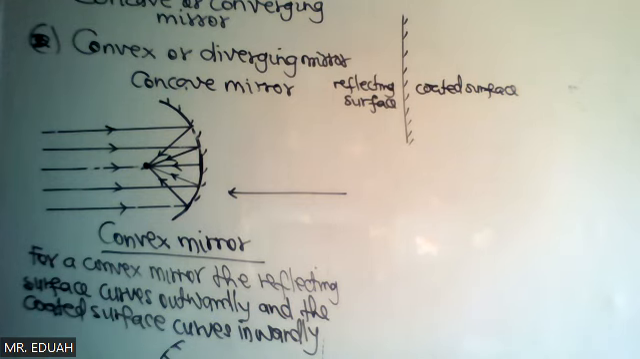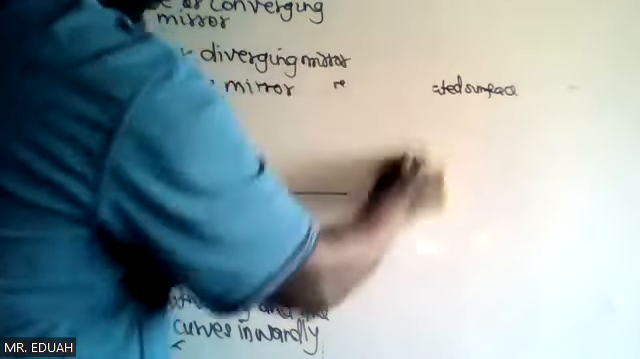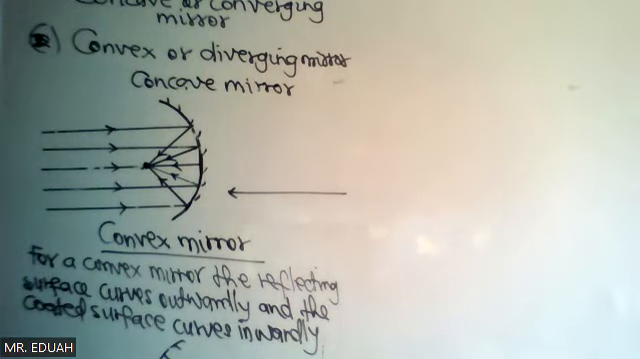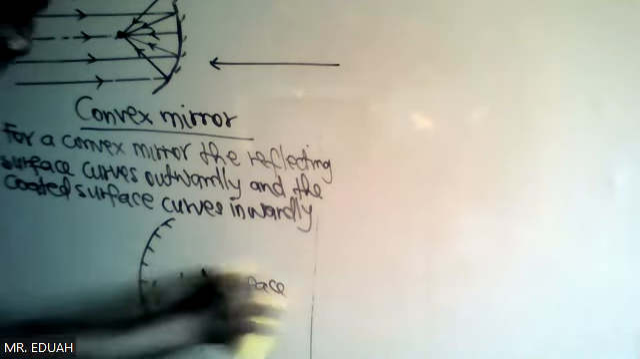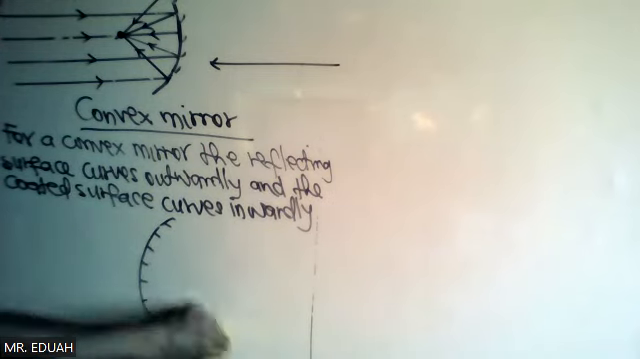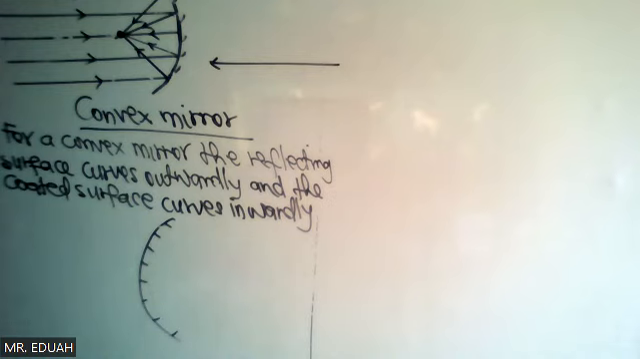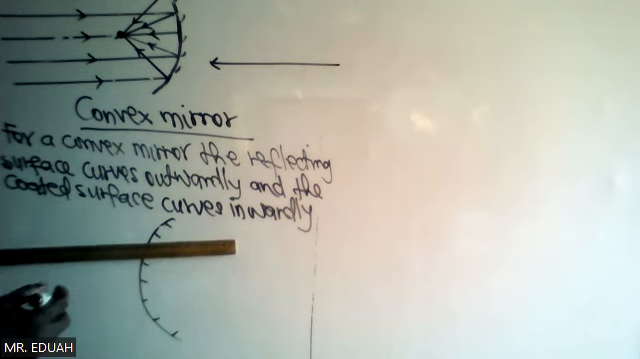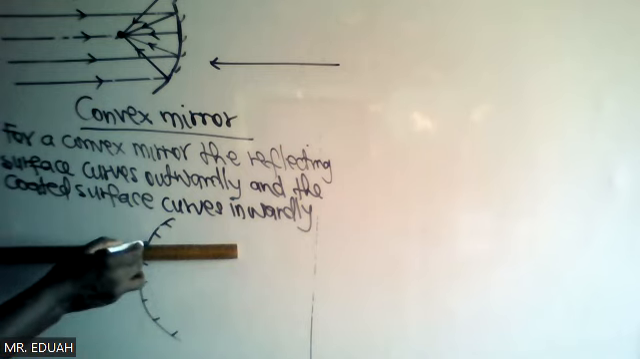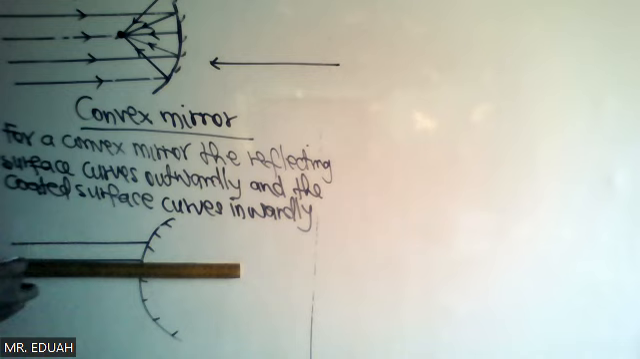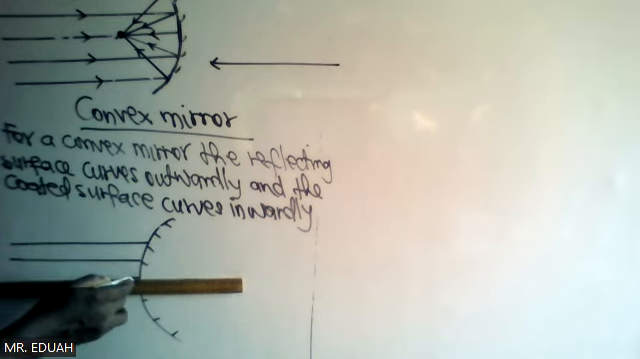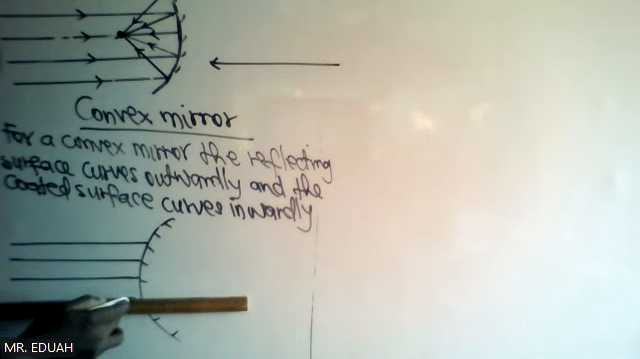Let's look at why a convex mirror is known as a divergent mirror. Let me use the same diagram or drawing to explain. So light is incident where the reflecting surface is. If it's an object, the object is placed in front of the reflecting surface. For this kind of mirror, if you send in rays that are parallel to the mirror, this is how they behave, or the mirror deals with incident parallel rays of light.